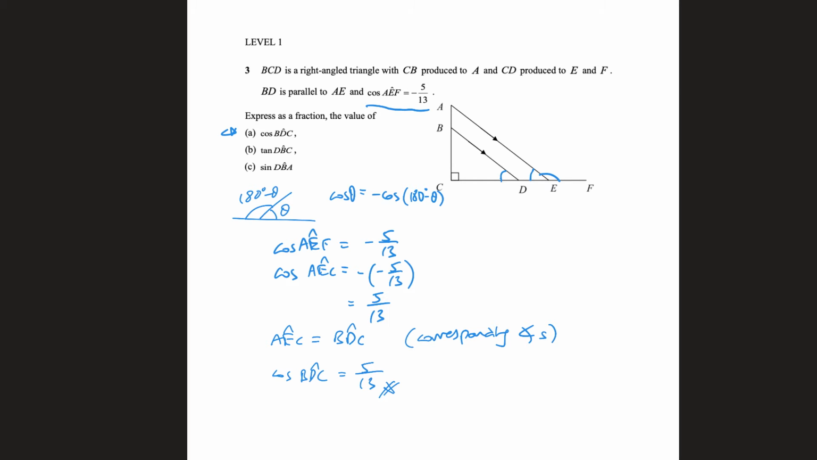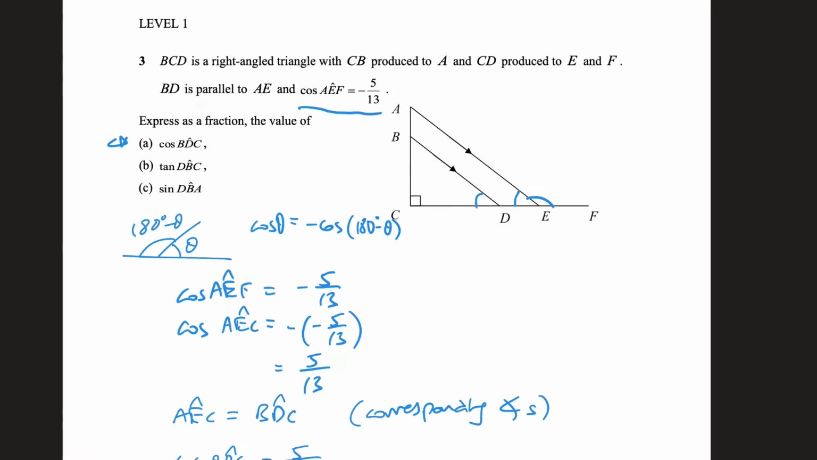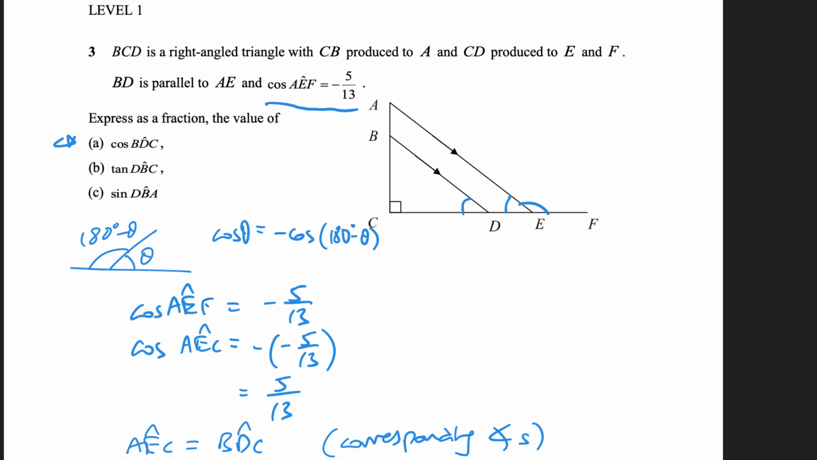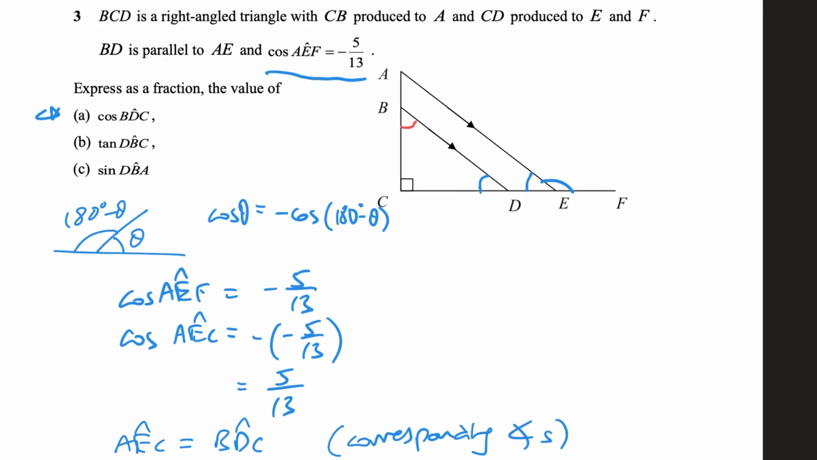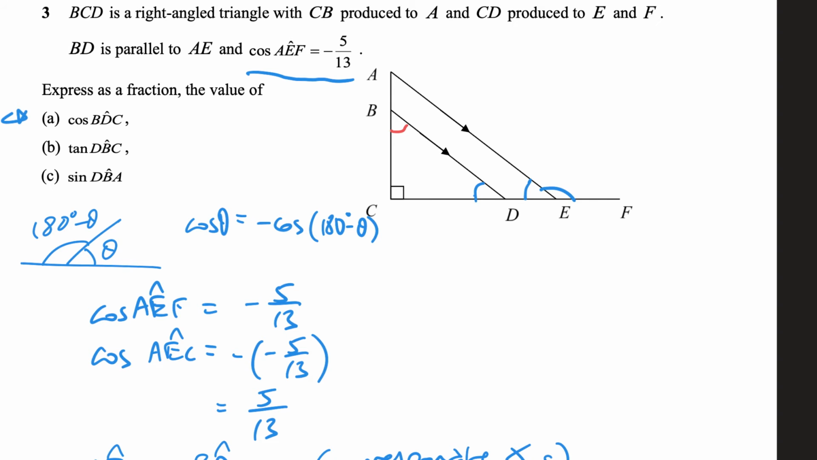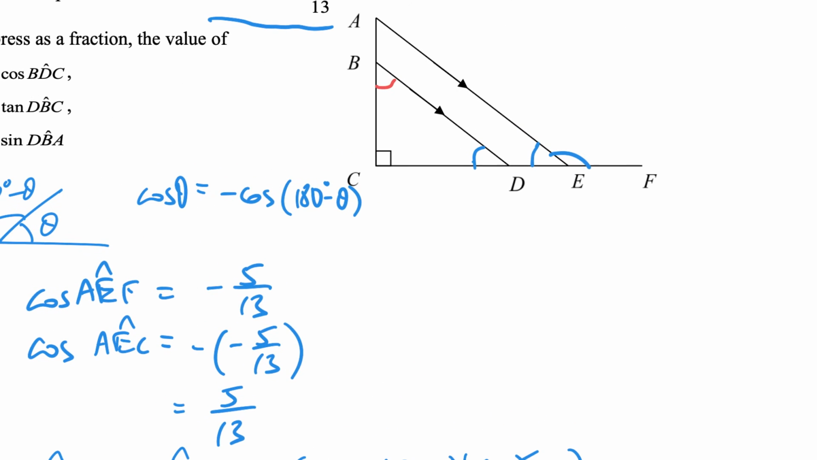Let's do part B. Tangent of DBC. So I'm trying to find this one, DBC. Tangent of that. I try to see, did it give me any lengths at all? No. No length. So I only have angles to base off. The good news is that I already know the cosine of BDC. So if the cosine of BDC is 5 over 13, that means the actual angle itself is simply the inverse, right? Cosine inverse of 5 over 13. So that's the angle.